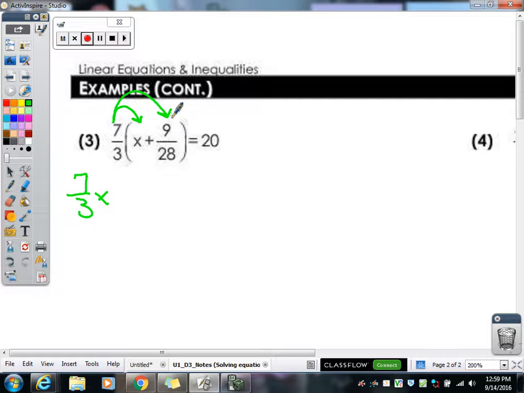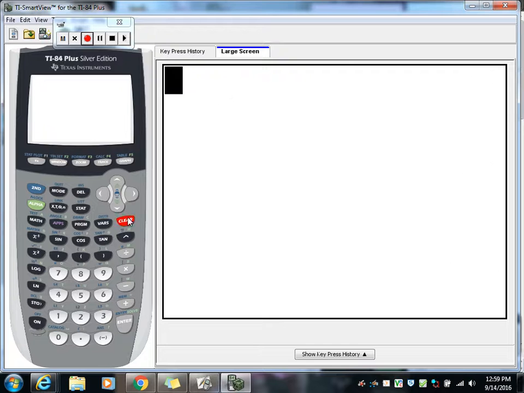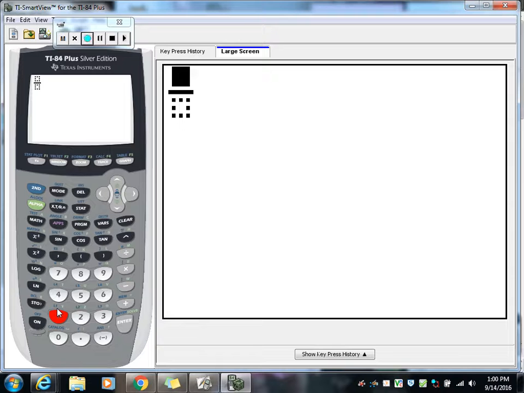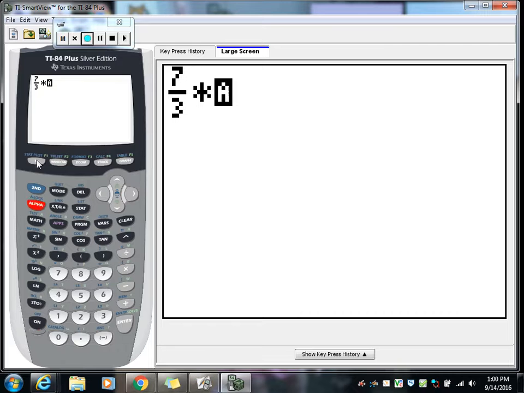So in your calculator, I want everyone to make sure you have your calculator. It's that alpha y equals button. Alpha y equals number 1, 7 on the top, 3 on the bottom. When you use this button, you always have to arrow out. Times, and I think it was 9/28. So alpha y equals again, number 1, 9 on the top, 28 on the bottom, arrow out, hit enter, and it gives you the answer 3/4.